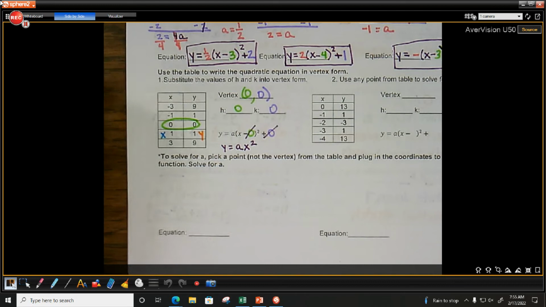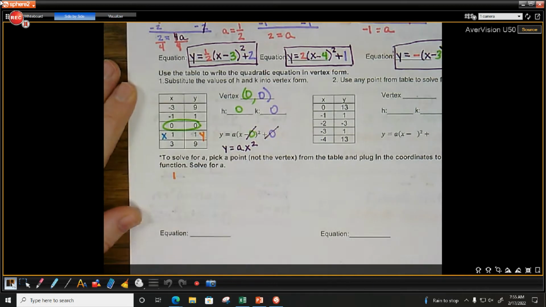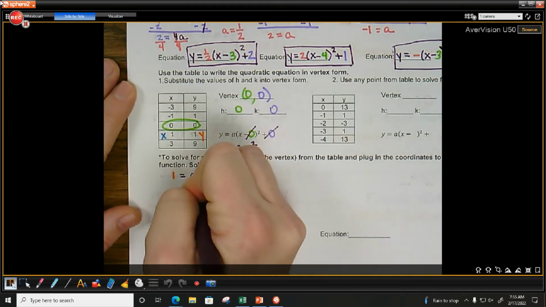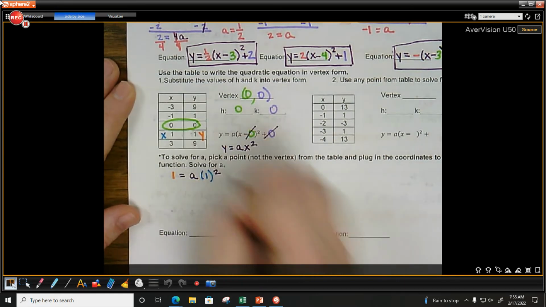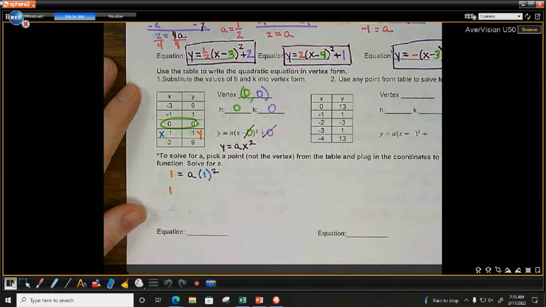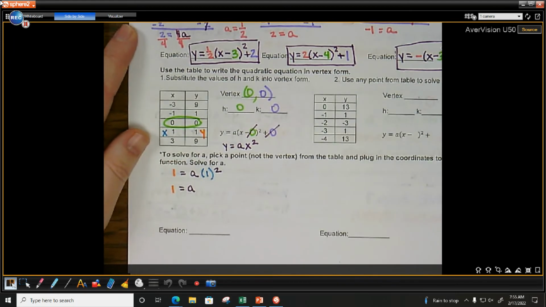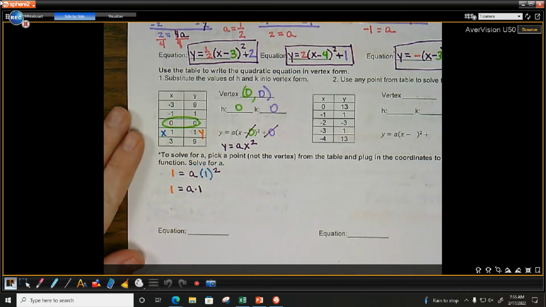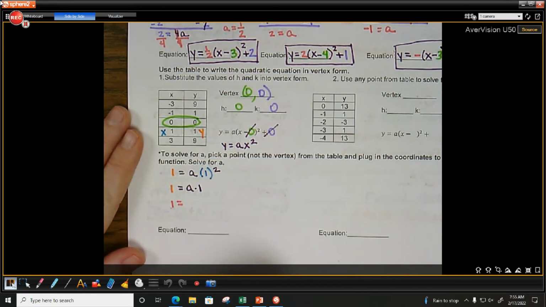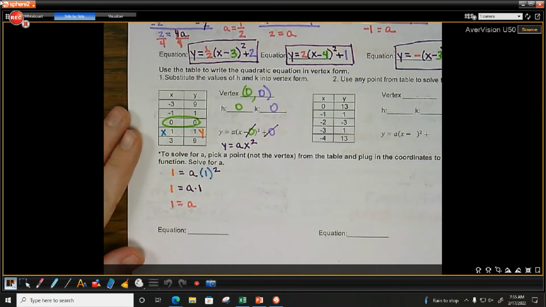Okay? So, I'm going to replace y with 1. Equals a times, what's x? 1 squared. Drop down your 1 equals a. What's 1 squared? 1. Oh, wait, sorry, no, that was a. Just a, right? a times 1 is just a. Okay? Good?